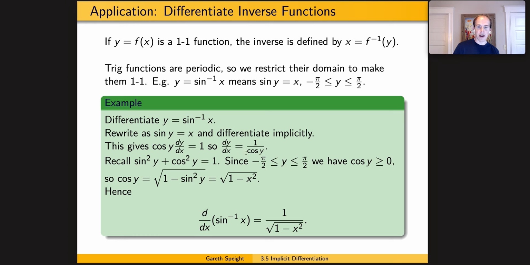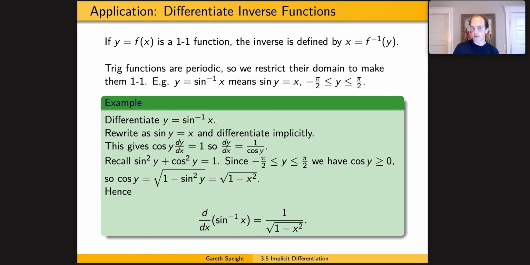We get dy over dx is 1 over the square root of 1 minus x squared. Or in other words, the derivative of inverse sine is 1 over the square root of 1 minus x squared. So we managed to differentiate inverse sine, and we get 1 over the square root of 1 minus x squared. And as you can imagine, the strategy is going to be similar for inverse cosine.